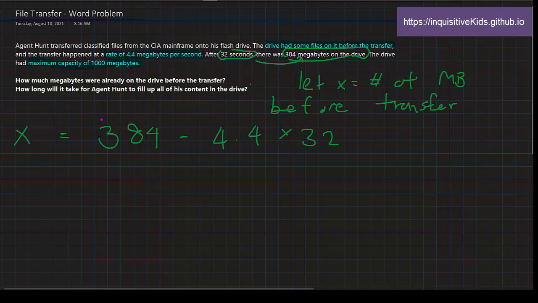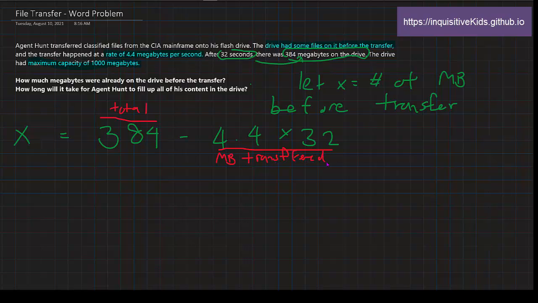Why? Well, because this is the total, at least in this case, and 4.4 times 32 would be the MB transferred. So how many megabytes were transferred during the transfer? It would be the total minus the ones that were transferred, and that would equal the ones that were already on there before the transfer. So how we solve for this is x is equal to, using the order of operations, 384 minus, what is 4.4 times 32? Well, 4.4 times 32 would be the same as 32 times 4 plus 32 times 0.4.